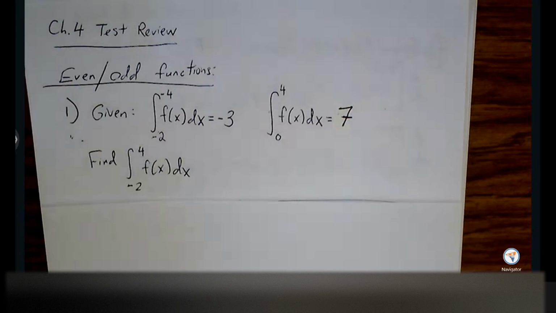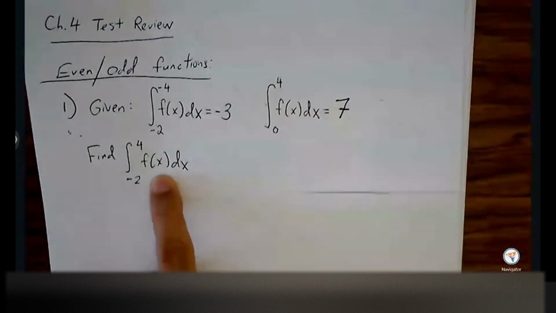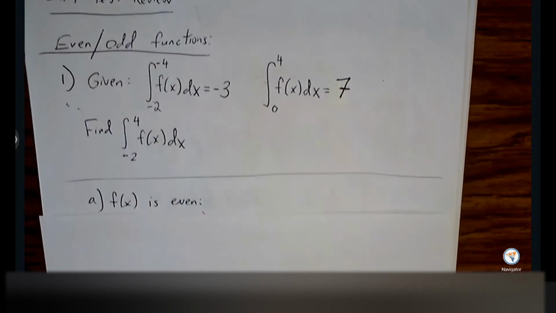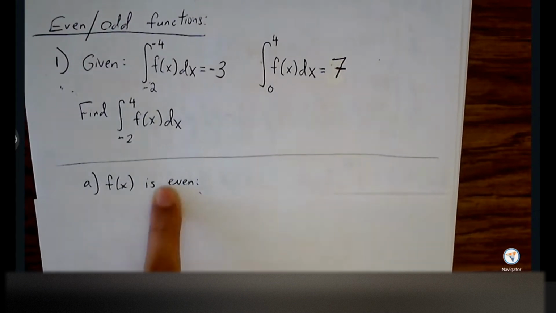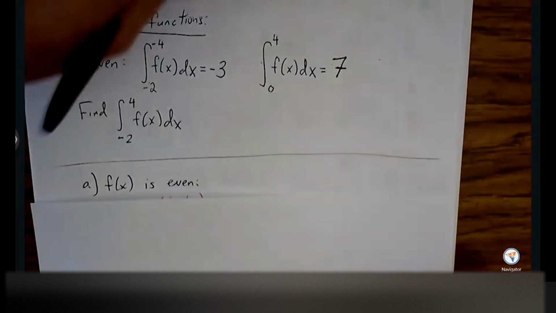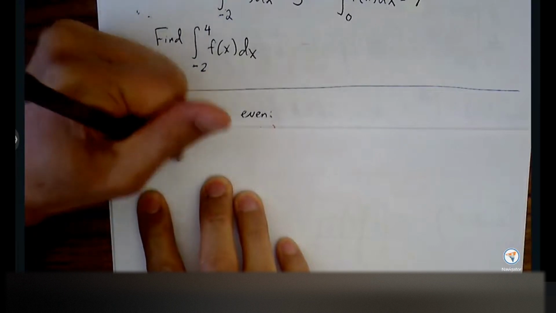Okay. So we have a given region, we have another given region, and then we're going to be asked to find an unknown region. Okay. So let's start off with assuming that the function is even, or let's say the problem tells us we have an even function. So that means we want to create a situation where our graph is mirror images on both sides of the y-axis. Okay, so we're going to start off here. I'll put this over here. F of x is even.